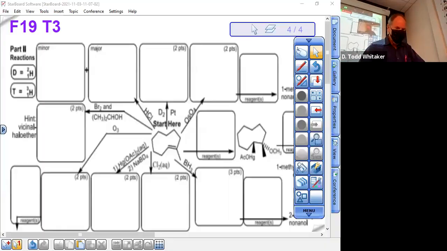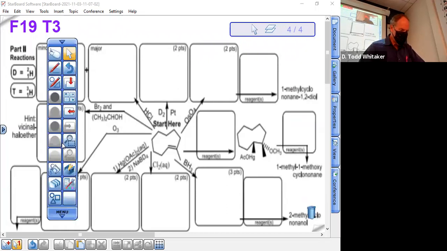We have a request to do Fall 19, Test 3, Part 2, the spiderweb version of Part 2. That's the alkene reaction portion of Part 2. Here it is in its fullness. We got it over here. And we're starting down in the middle. You'll be starting in the middle of yours too.